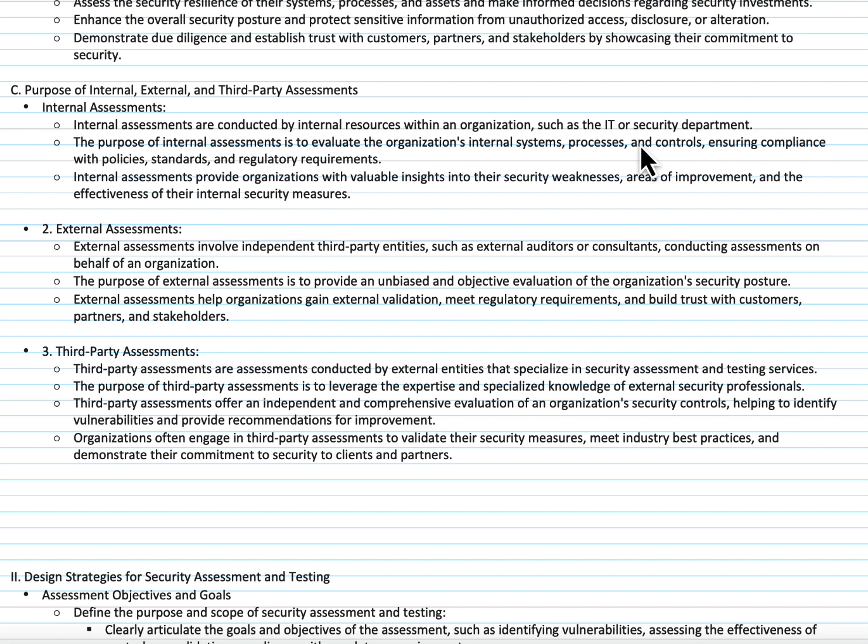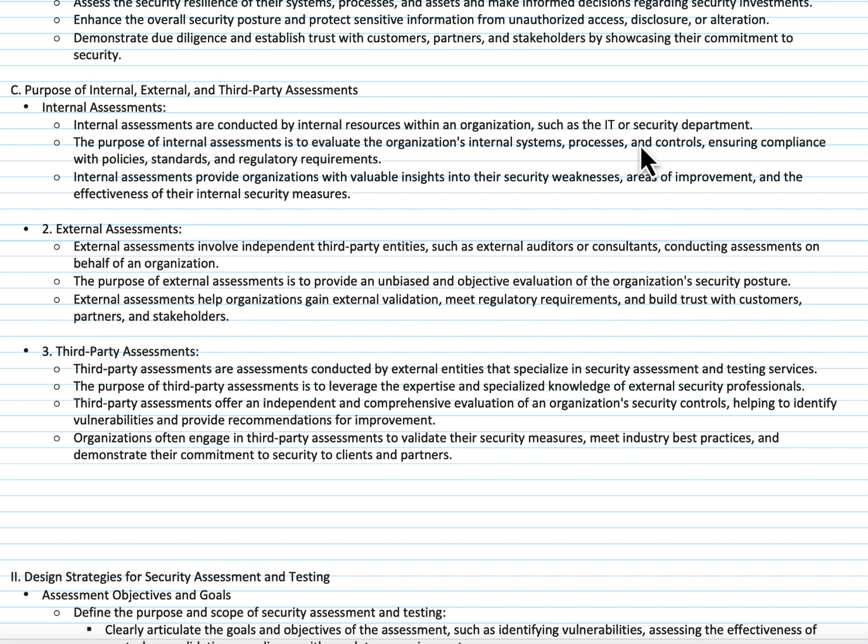So there are external assessments. These assessments basically involve an independent third party, such as an external auditor, which could be Ernst & Young, could be Deloitte, could be somebody else, or potentially consultants that you may hire specifically to help you with this assessment.